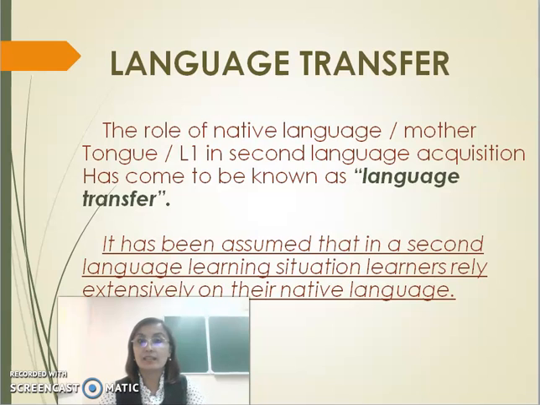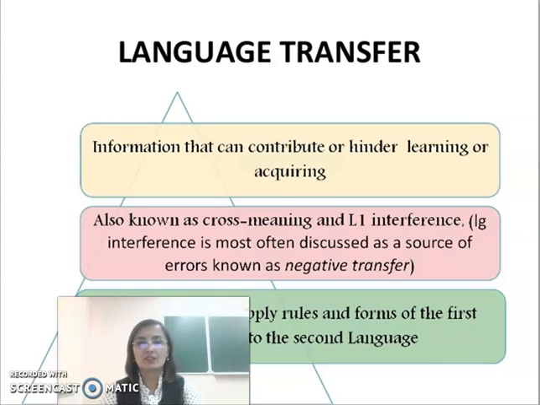Language transfer, what does it mean? The role of native language, it is mother tongue. First language in second language acquisition has come to be known as language transfer. It has been assumed that in a second language learning situation, learners rely extensively on their native language. Language transfer is information that can contribute to or hinder learning or acquiring. It is also known as cross-meaning and first language interference.